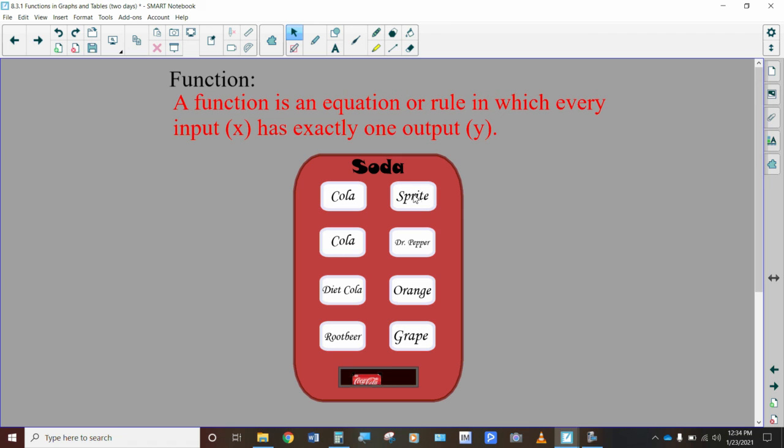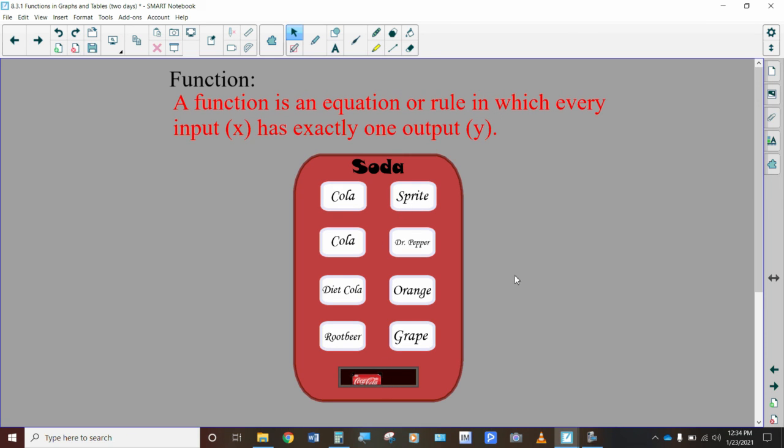But when you press the Sprite, you expect the Sprite to come out, right? But if you press it again and the cola comes out, that means it's not working properly. So you can have more than one input giving you the same output, but you can't press the same button over and over again and get different sodas and have this machine be working.